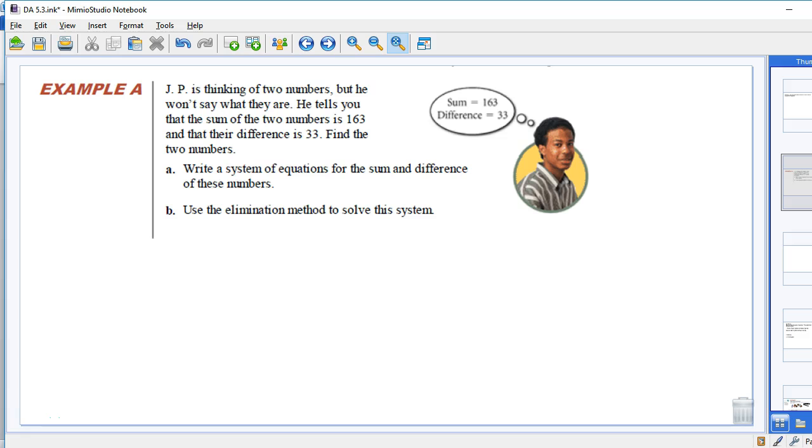Everybody, welcome to section 5.3. We're talking about example A. The whole idea behind this section is the elimination method to solving a system of equations. So let's figure that out using example A.